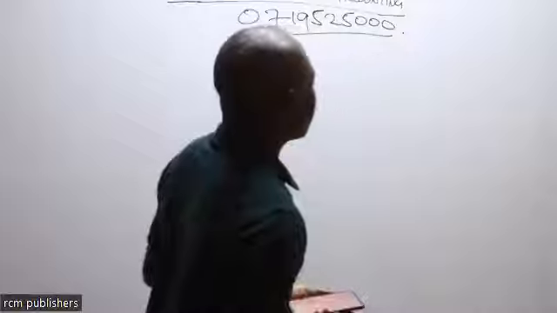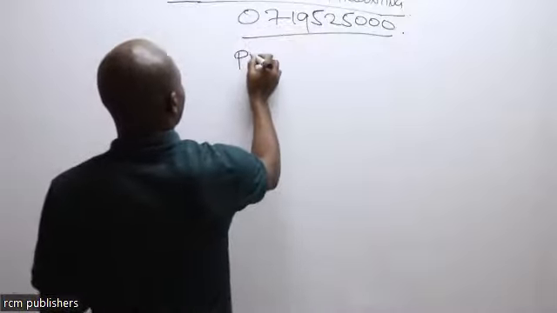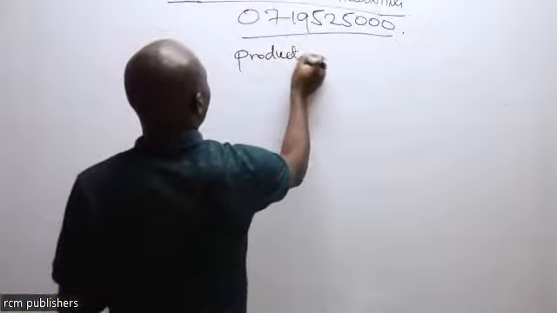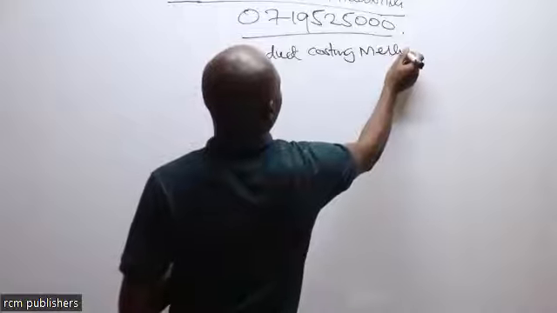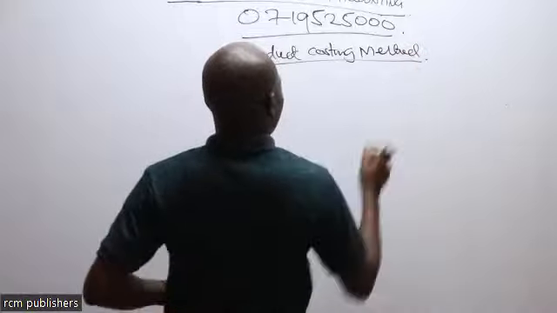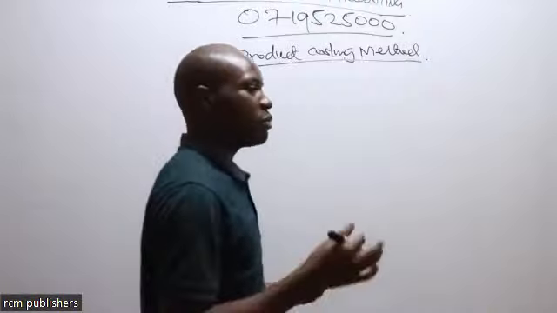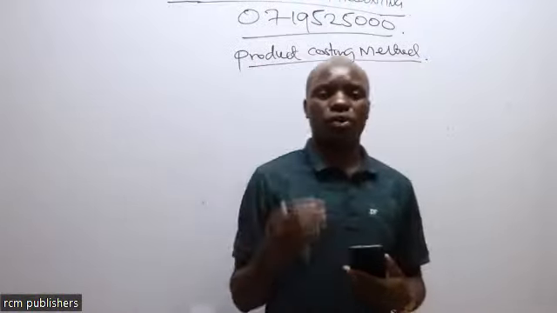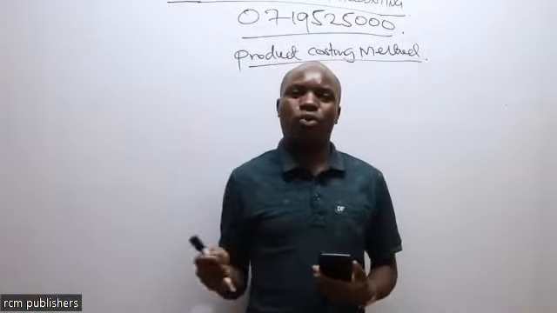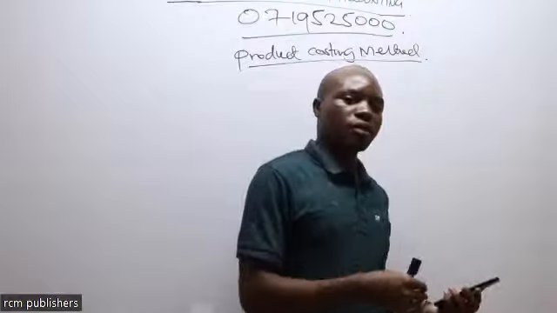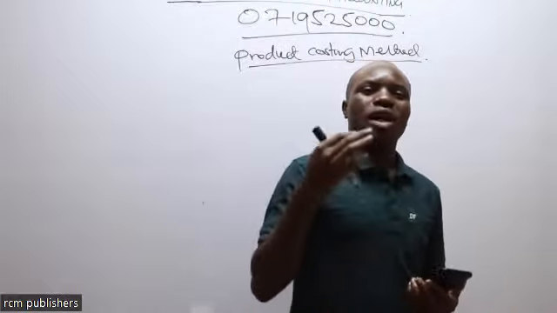Topic number 6, that is cost, product costing methods. Remember, there are some goods that pass through several processes, even 3 or 4. So in this particular topic, we are going to look at the cost we are going to incur from process 1 to process 2. We are going to look at the losses.